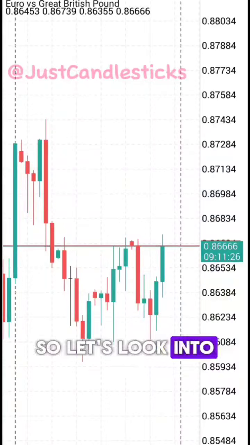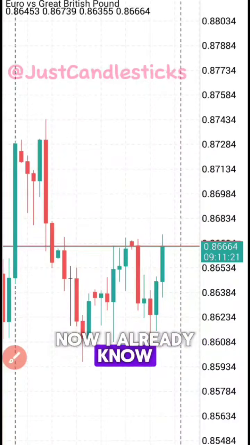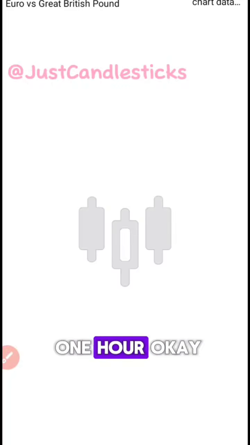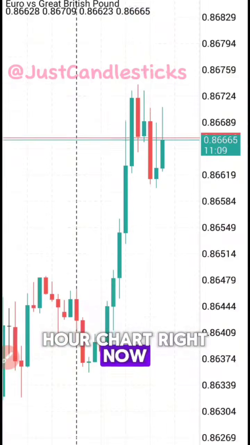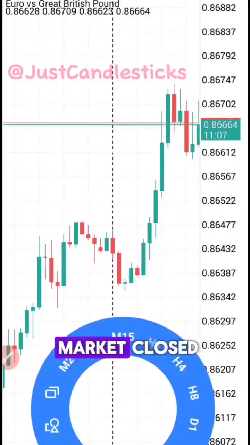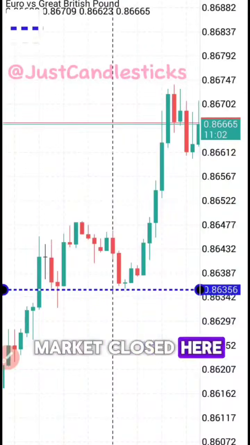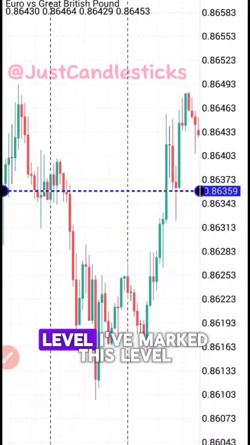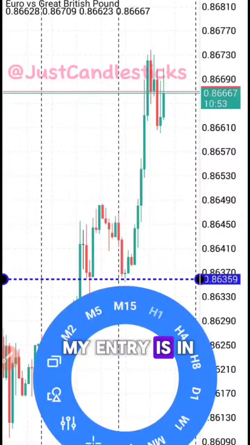So let's look into this. The market was entered from here. So right now I already know this is a buy. So I'm going into 1 hour. With this 1 hour chart right now, I already knew, because this is where the market closed. So you see the market closed here. So I've marked this level. So I'm now looking for an entry, and my entry is in 5 minutes.